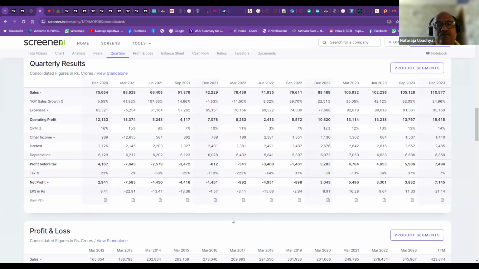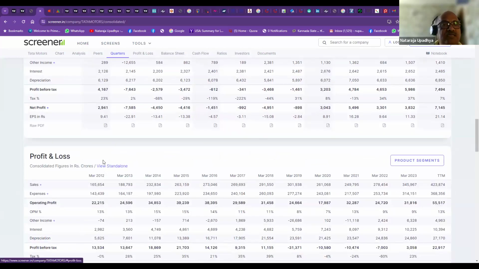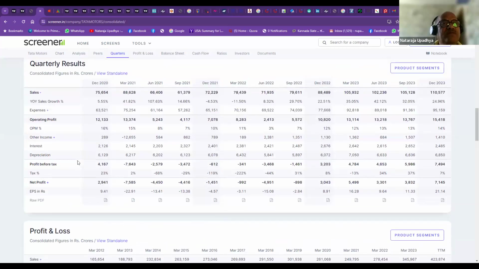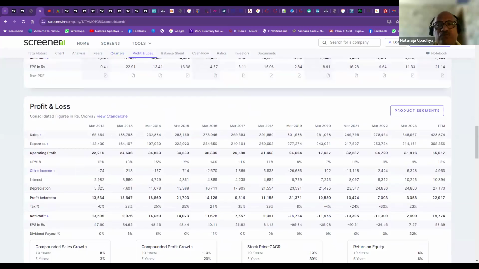So that is what you can understand here, from a quarterly results perspective. Then it is the pure profit and loss statement. Here they have done it more on a yearly basis, so from March 2012 to March 2023. This is more from an annual reporting perspective.